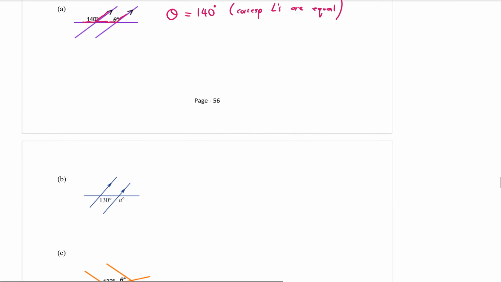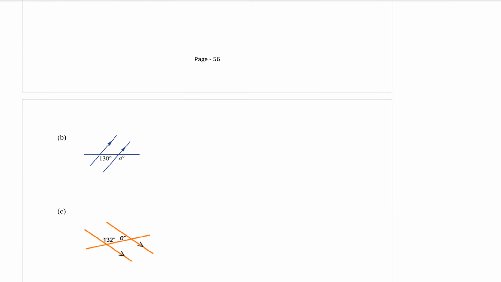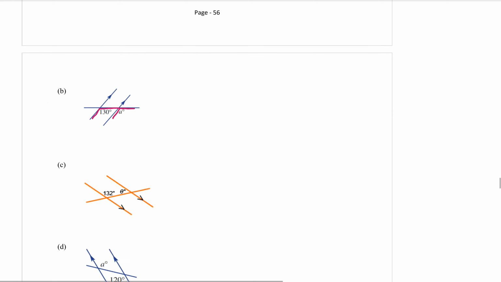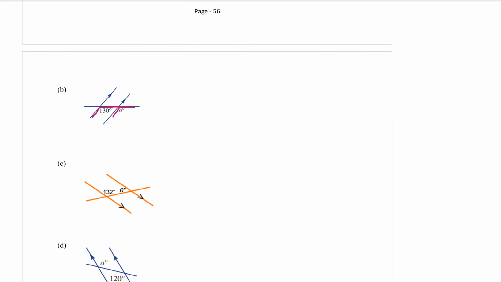Part B, draw the arms around the A, draw the arms around the 130, connect them up. That is also an F shape, which means corresponding angles, and they're equal again. So A is equal to 130 degrees because corresponding angles are equal.